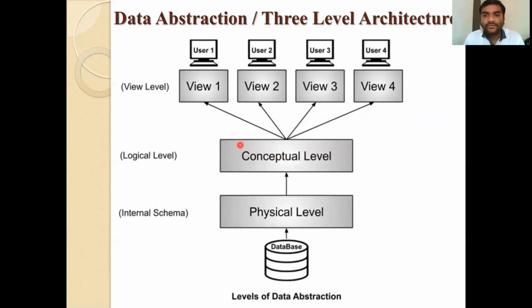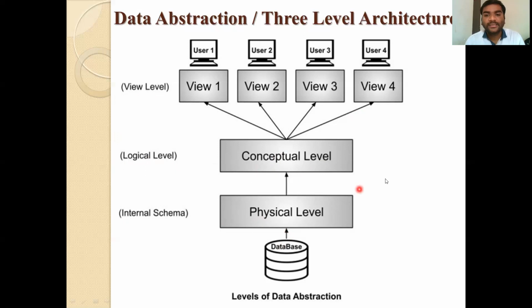This is the architecture of three levels of data abstraction, or it is also known as the three-level architecture of database management system. As you can see in this diagram, it is the database physical level, also known as the internal schema, the conceptual level, also known as the logical level, and the third level is the view level. So these are the three levels. Which are the three levels? Physical level, logical or conceptual level, and view level. The physical level directly interacts with the database system.